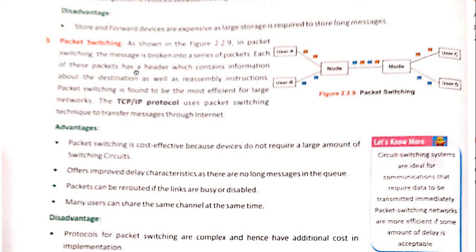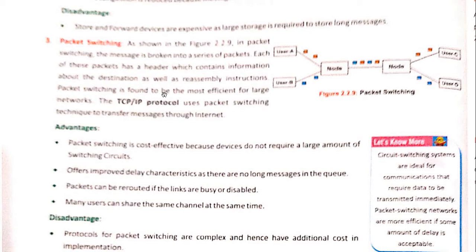Each of those packets has a header which contains the information about the destination, that is, where the message is going to be released, or for which computer the message is sent. This type of information is attached in the header, as well as reassembling instructions. It is assembled and disassembled, meaning it is broken down, and when it reaches the particular computer for which the message is sent, the message is framed again there, meaning the broken pieces join together to form the real message.